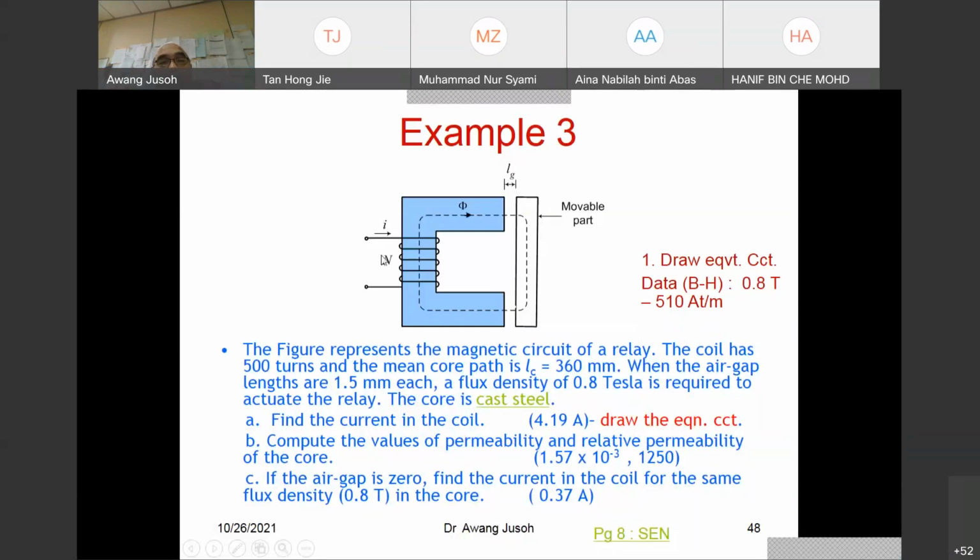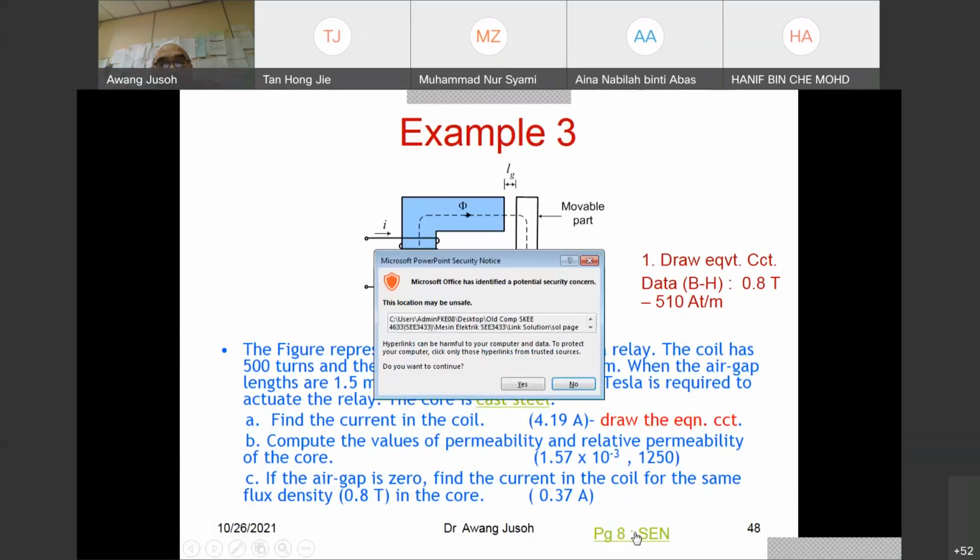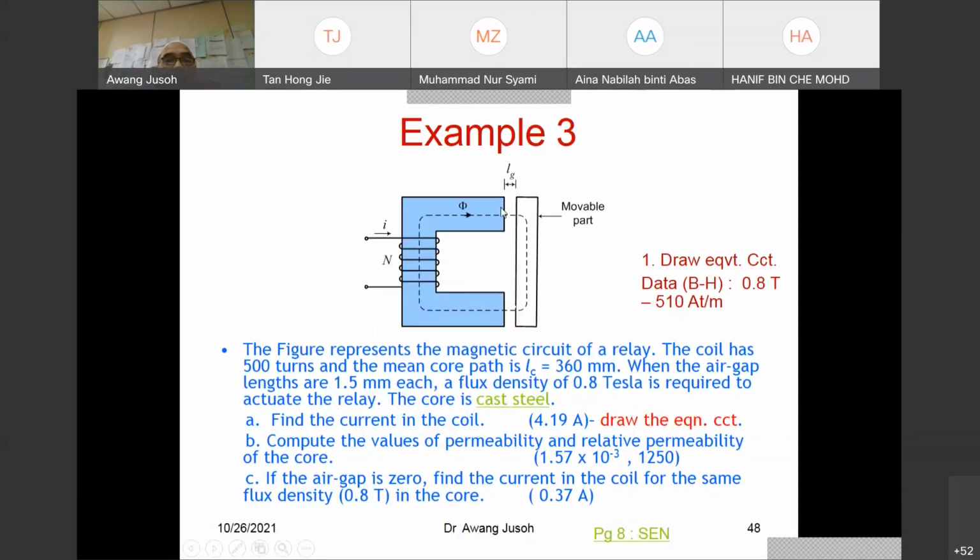Okay. Question one, find the current in the coil. How much current is required in the coil to produce 0.8 Tesla? Okay. So you can do this one. This one is an example from PC Sen. Basically, if you draw the thing, it consists of two media there, Ni, and then you got Lc and you got Lg. But Lg is 2 Lg. Remember, it is 2 Lg because we have two components there, 2 L gap.